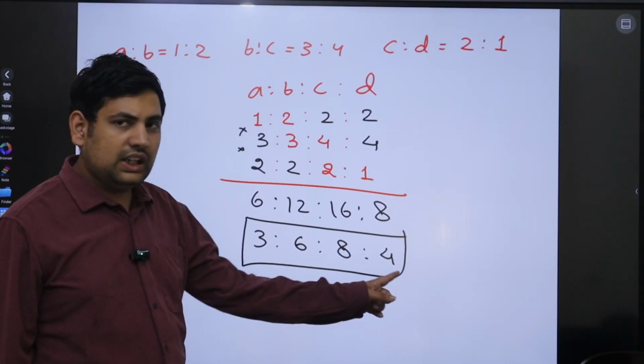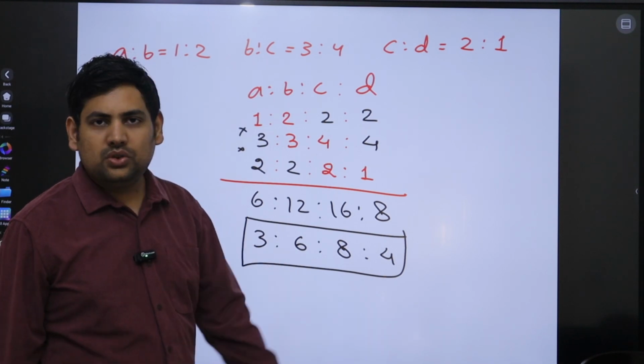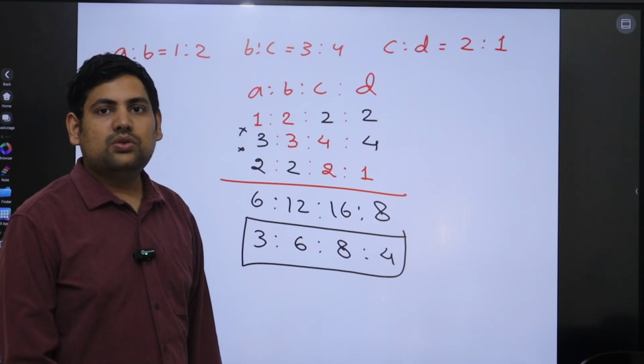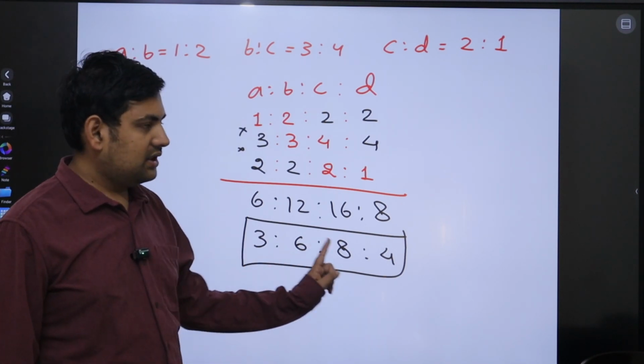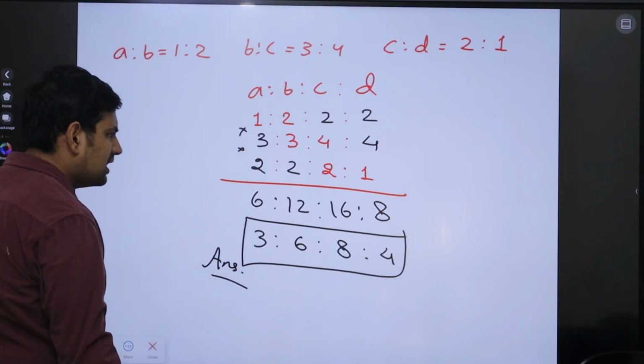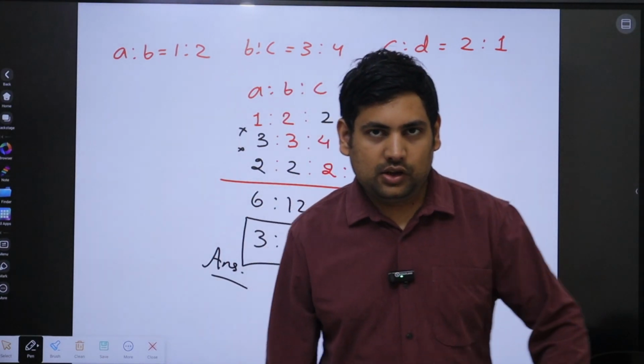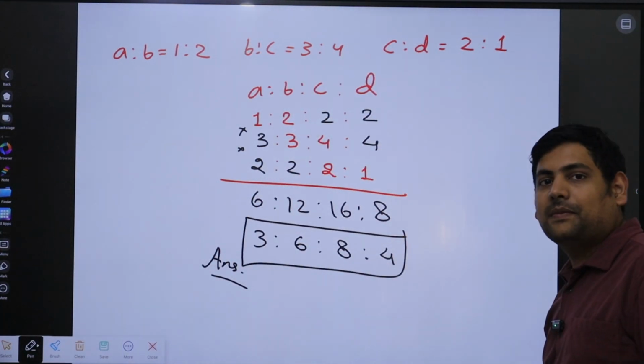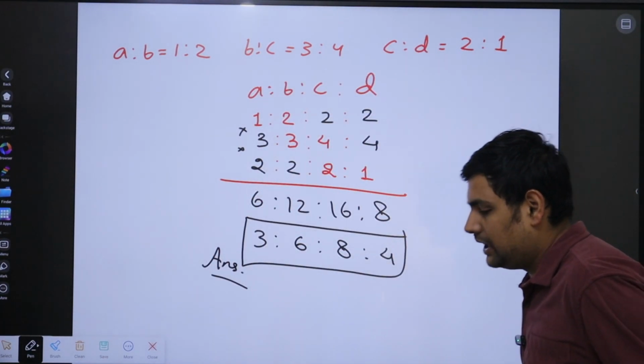So do you see any common factor in all of them? No. Other than 1, there are no common factors. So 3, 6, 8, 4. This is the final answer. This is how you calculate combined ratio. Okay, got it?